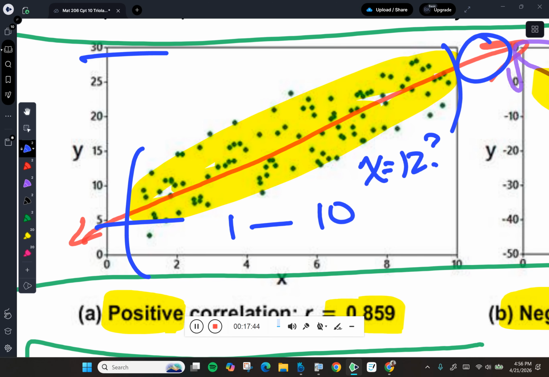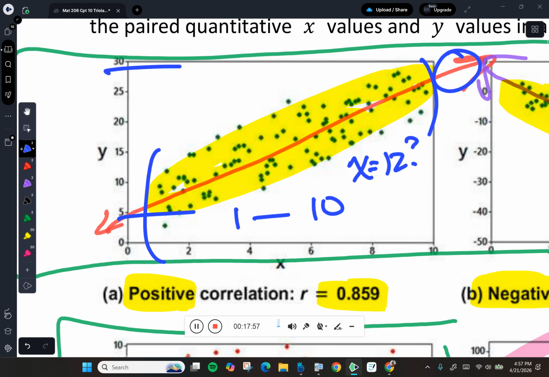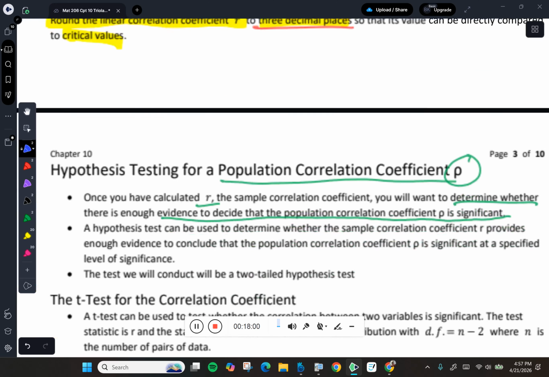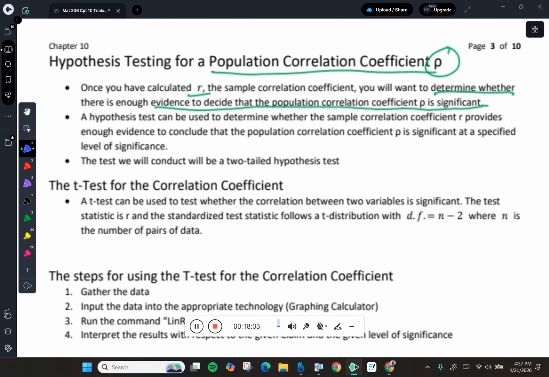But before I do that, I want to make sure I should do that. And the "should do that" is when we run the hypothesis test on the correlation coefficient. Right? So let's scroll back down here and take a look at what's happening.